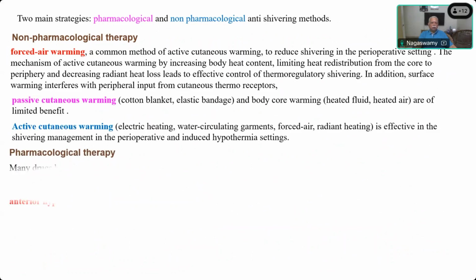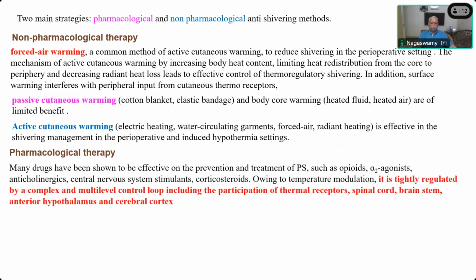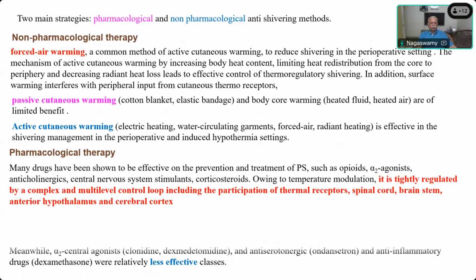Coming to pharmacological therapy, many drugs have been shown to be effective. What is the mechanism? Shivering is tightly regulated by a complex and multi-level control loop, including participation of thermal receptors, spinal cord, brainstem, anterior hypothalamus and cerebral cortex. So by acting on all these areas, some drugs are able to help in control of shivering.